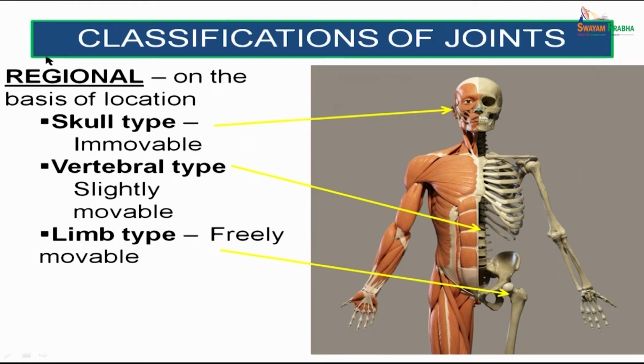So, let us look at the first classification, regional, which is based on the location of the joint. So, we have three types. The joint could be a joint from the skull or it could be a joint from the vertebrae or it could be a joint from the limbs. Joints of the skull are usually immovable, joints of the vertebrae are slightly movable, but joints of the limb allow free movement.